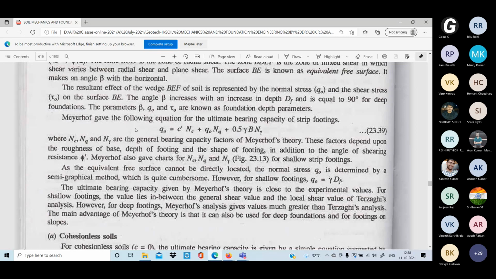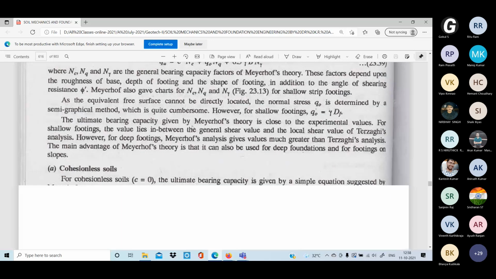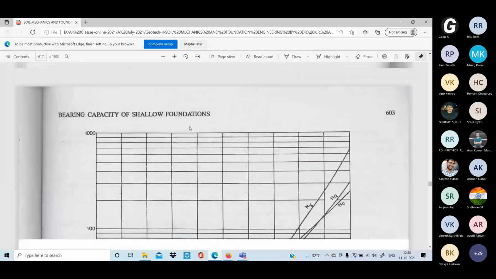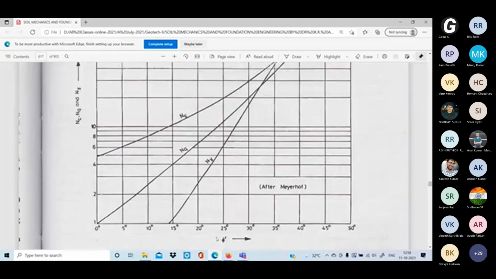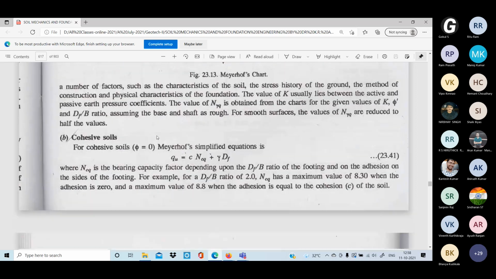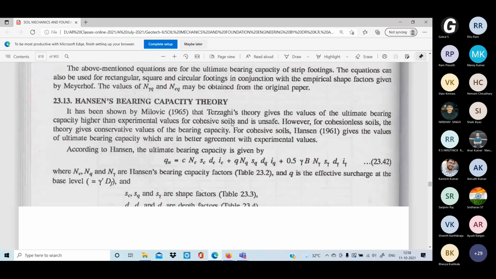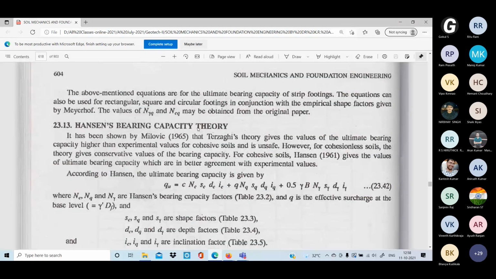Everything is the same. The Terzaghi equation has only Nc, Nq, and he has given his own values for cohesive and cohesionless soil, and he has given the chart also for different Nc, Nq, and gamma with different phi values. Easily you can find out, and wherever it is asked to use Meyerhof, you have to use this equation. Okay. Then finally Hansen's bearing capacity.